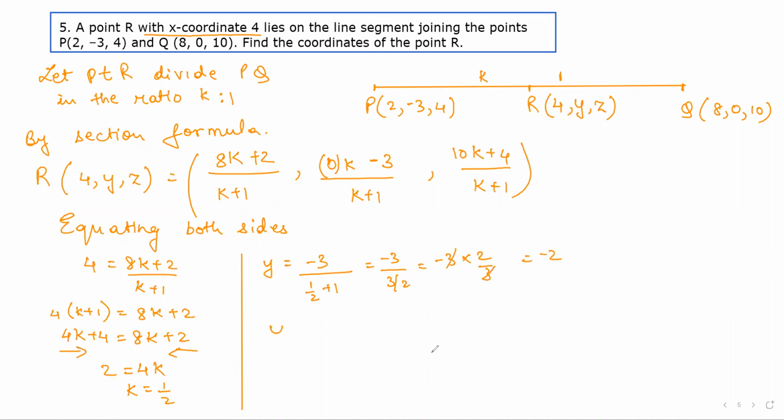Again, z is equal to, k's value is 1 by 2, so 10 into 1 by 2 plus 4 upon 1 by 2 plus 1. This is equal to 5 plus 4, 9 upon 3 by 2. This is 6. So the coordinates of point R will be equal to (4, minus 2, 6).